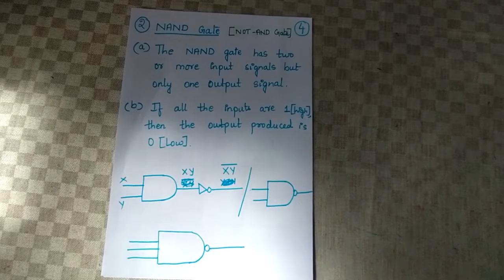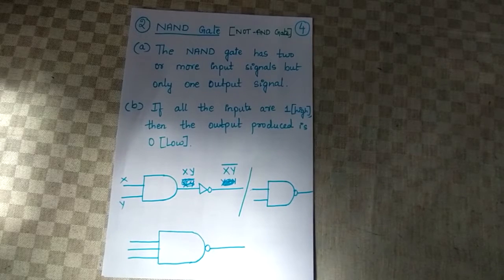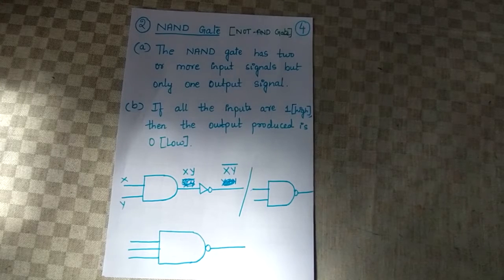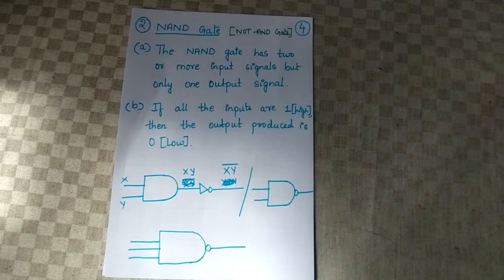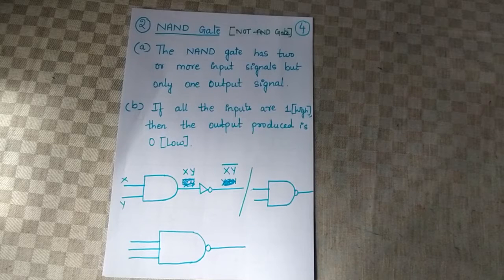Now see what it says. The NAND gate has 2 or more input signals but only one output signal. So unlike the other gates, even in case of NAND gate, it can take 2 or more input signals but will produce only one output signal. Now let's see how it works. If all the inputs are 1, that is high, then the output produced is 0. Only if all the inputs are 1 or high, then the output produced will be 0, and in all other cases it is going to be 1.